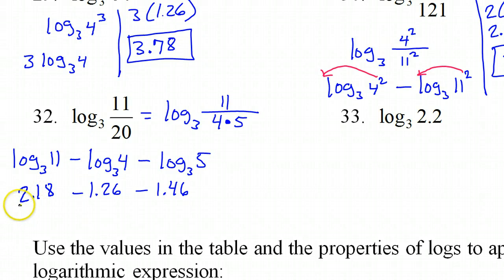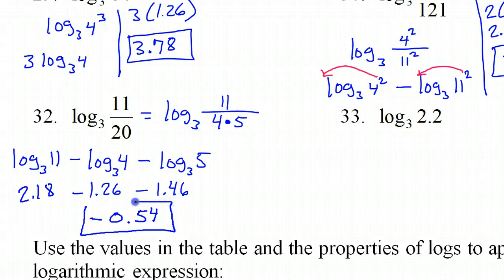Okay, it's putting these together. Even using a 4-function calculator, you can go 2.18 minus 1.26 minus 1.46. And that is negative 0.54. Alright, that's number 32.